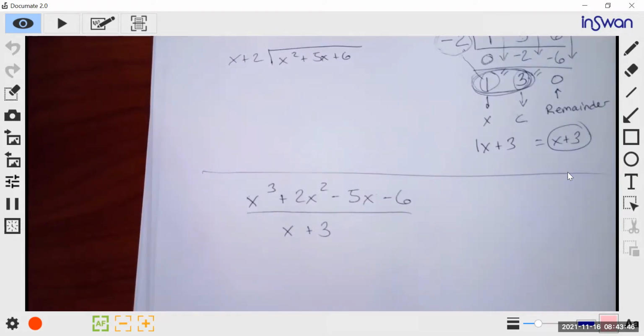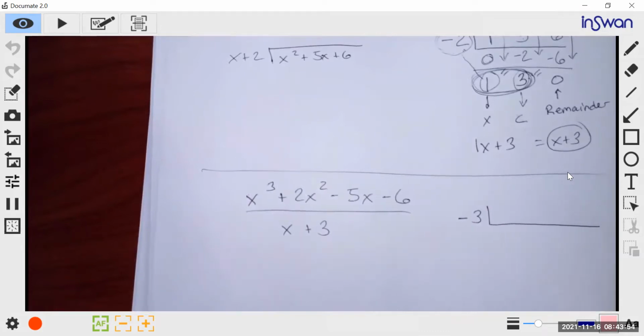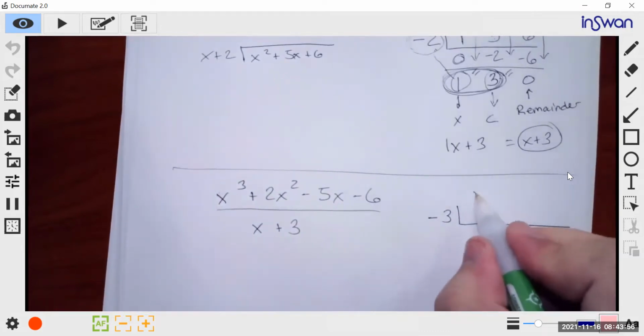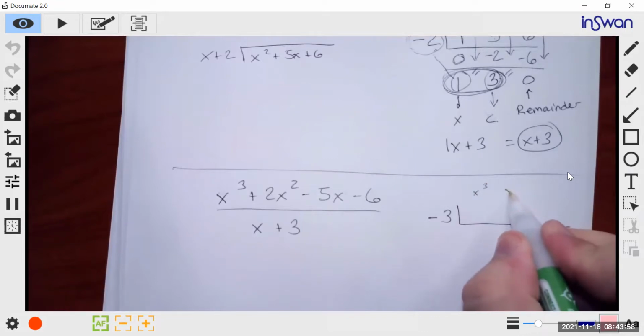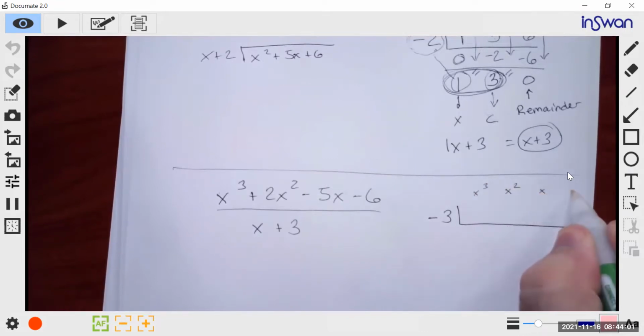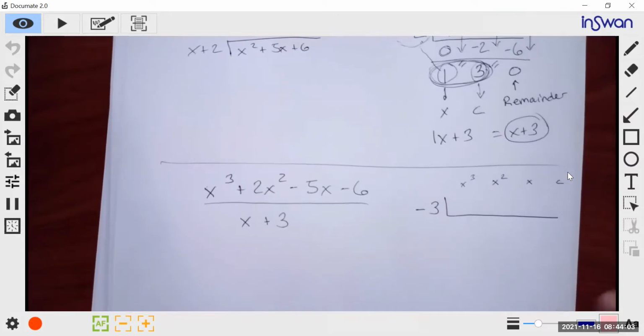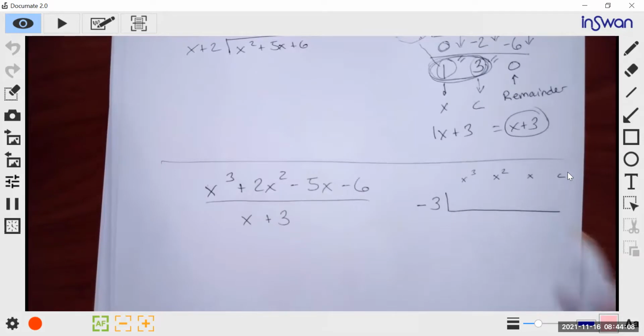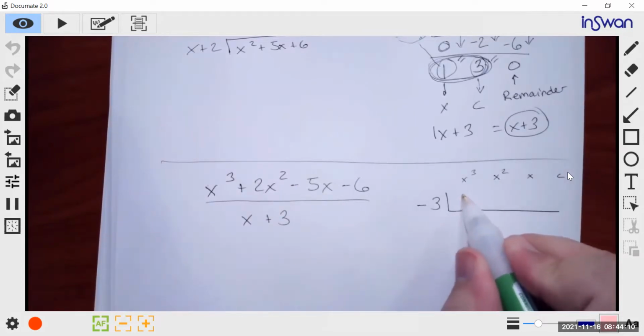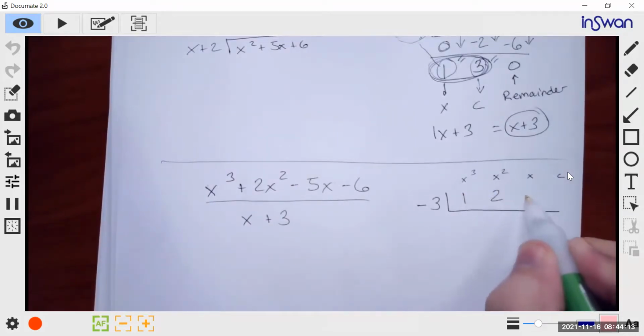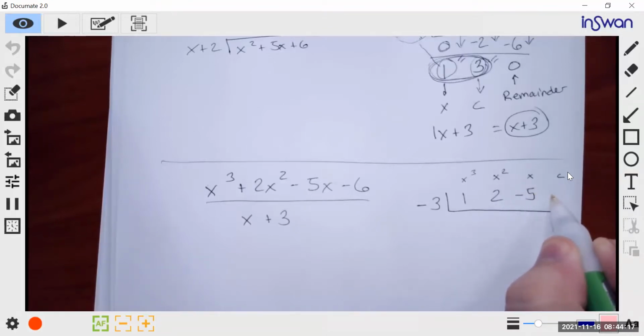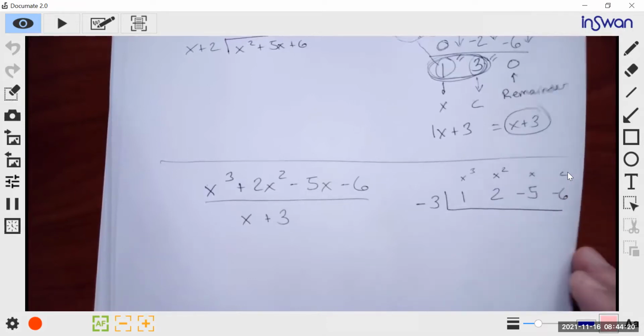What's my first step? Solve the bottom. Gives me what? So -3 goes on the outside. My highest exponent is x cubed, so I need an x squared, an x, and a constant. So what numbers go inside the first one? Next one? Third? -5. And then a -6.